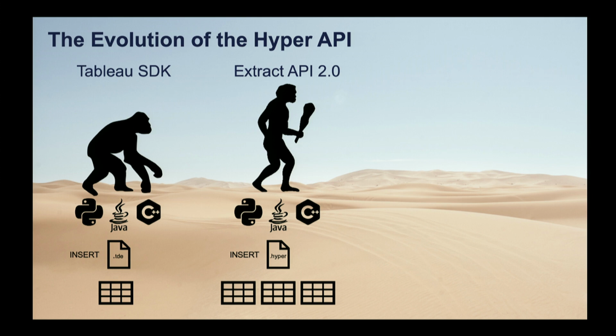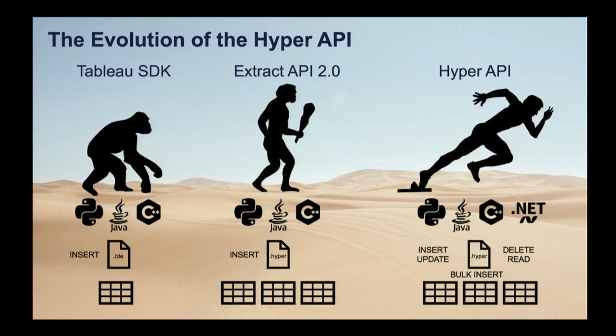Next, we released our Extract API 2.0, and this is really when we converted from the TDE over to our Hyper files. The languages stayed the same, but we also added in functionality that allows you to have multiple tables in an extract. And then finally, earlier this year, we released our Hyper API. We added, as you can see there, another language, the .NET languages. Most exciting for me, at least in this release, is we added SQL capabilities on top of this API. So now you have the ability to not only insert, but you can update, delete, and read from those Hyper files, making it more like a real database that you can interact with.